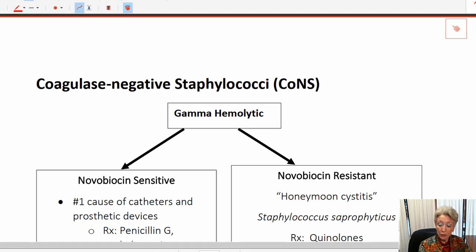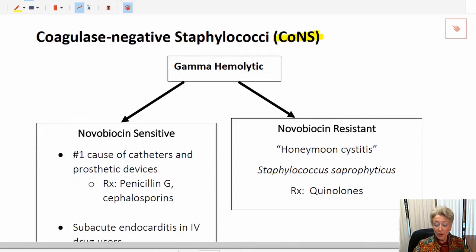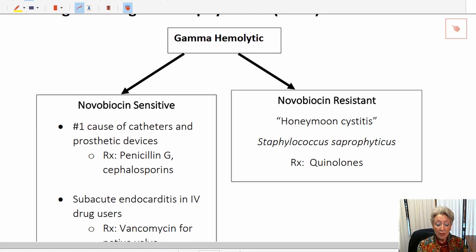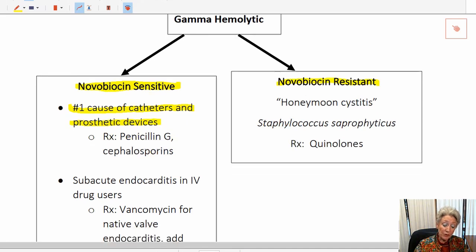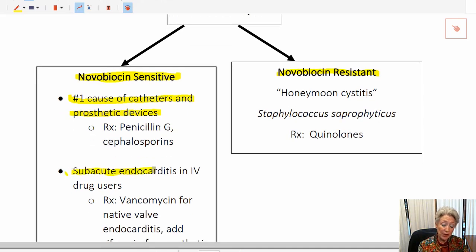That brings us to the coagulase negative staphylococci. And remember, these guys are divided from one another by either being sensitive or resistant to novobiocin. It's not going to be an intense question on these, but remember, my ones who are sensitive are my major cause of infections of catheters and prosthetic devices, and may also cause a subacute endocarditis in IV drug users.